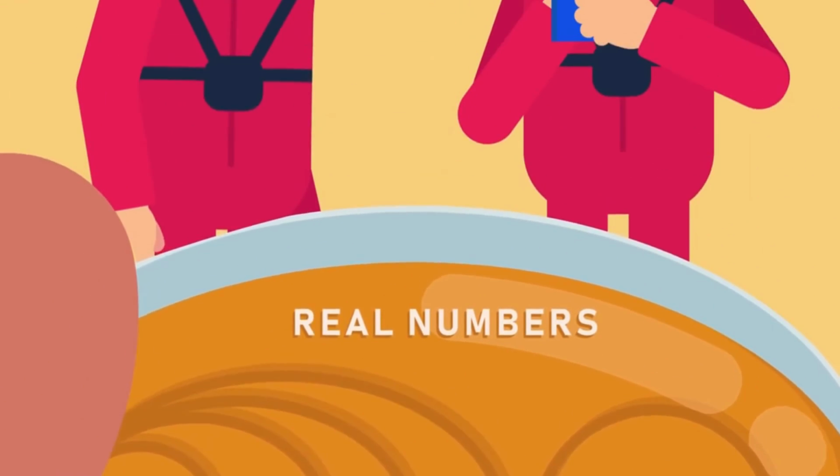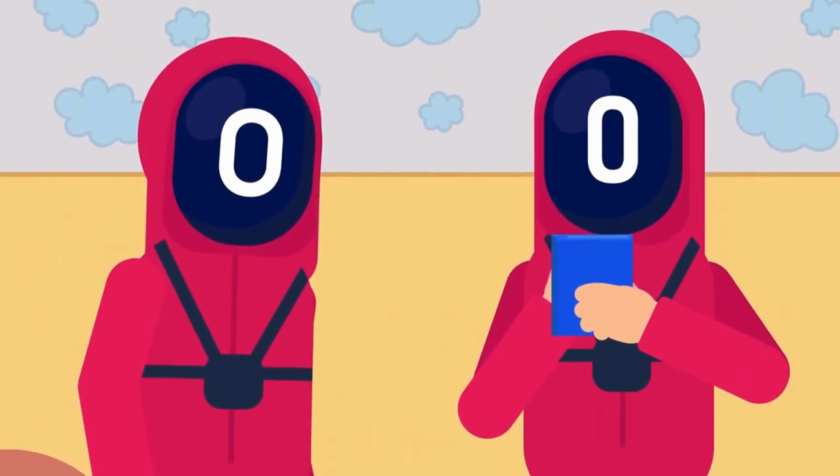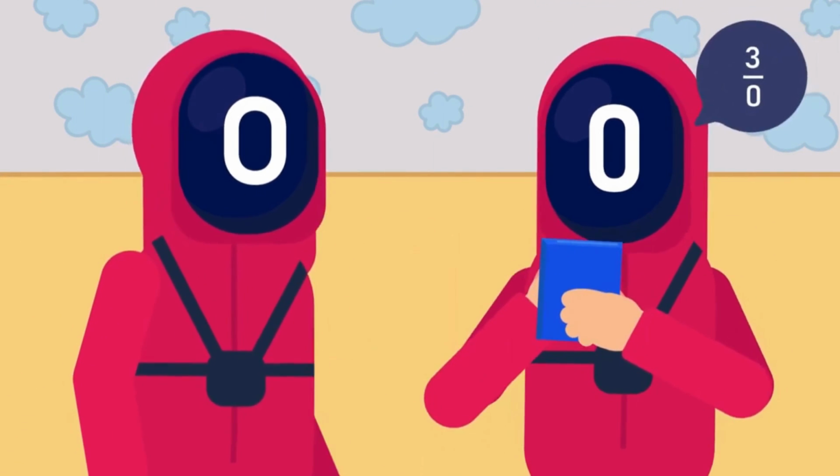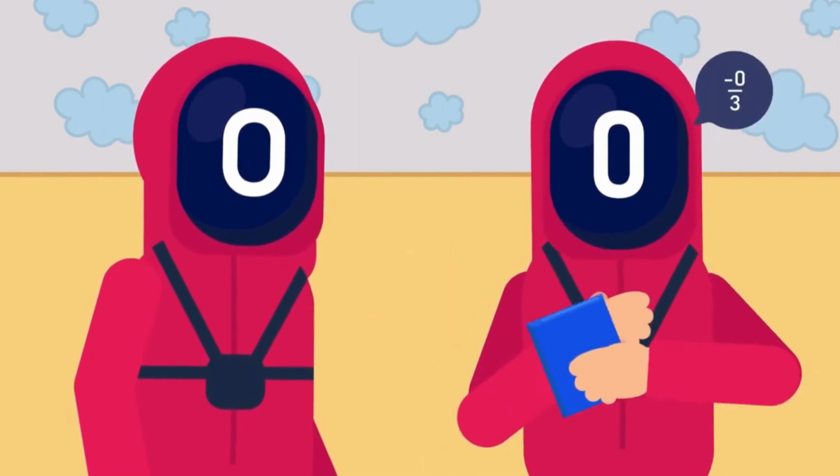Here are a few questions to check your concepts regarding types of numbers. Which of the following are rational numbers? 3 over 0, 0 over 0, or minus 0 over 3?